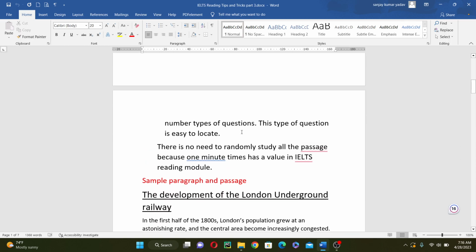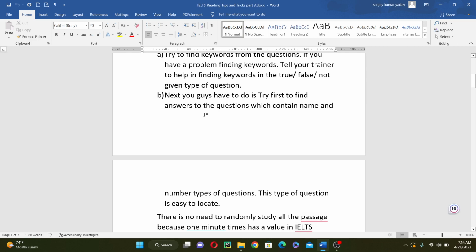The next point I'm going to cover is that you guys should try to find answers to the questions which contain name and number types of question. What I'll suggest is, in your questions there are names and numbers. You mostly get these types of questions in reading part 1 and reading part 2. So try to first solve those questions, so it will be easy for you to locate the answer. You do not have to read whole passages thoroughly. So just do that, guys.